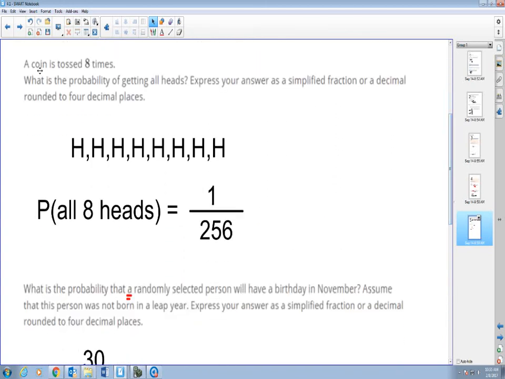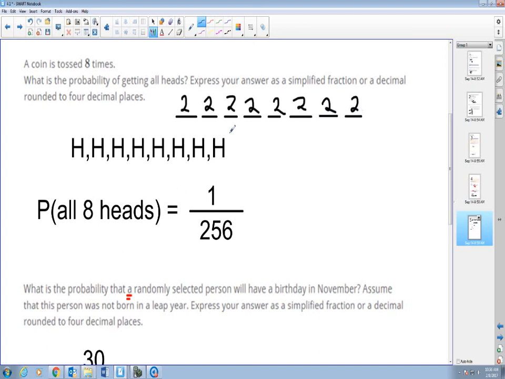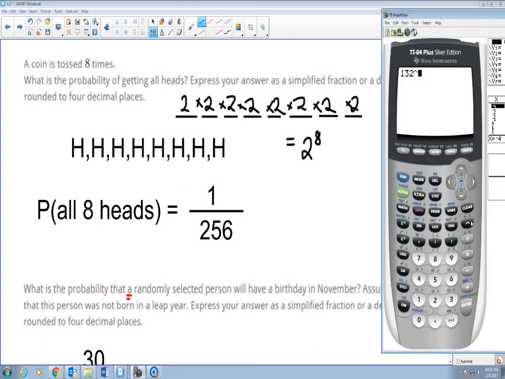Tossing a coin 8 times. How do I figure out the 256? If you think about it, I'm tossing a coin 8 times: 1, 2, 3, 4, 5, 6, 7, 8. Each time I flip, there are two outcomes for the coin, heads or tails. So it's one task followed by the other, and we will multiply. That means I have 8 twos being multiplied, so that will be 2 to the 8th power. And 2 raised to the 8th power is 256. That's how I get that number.